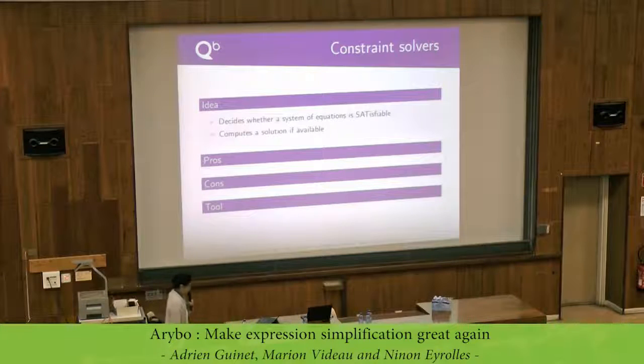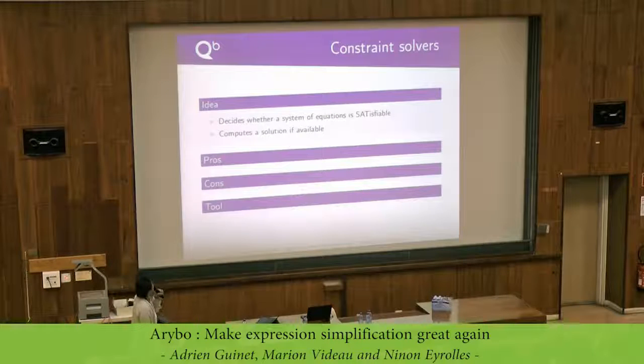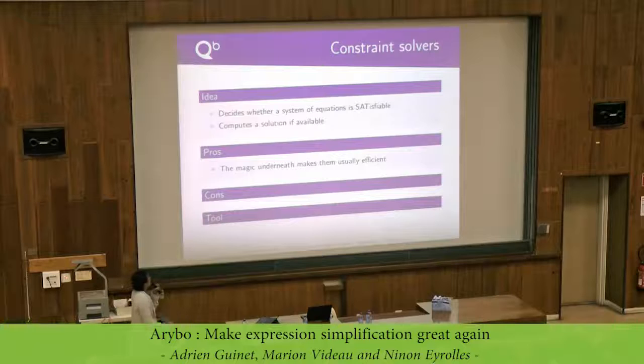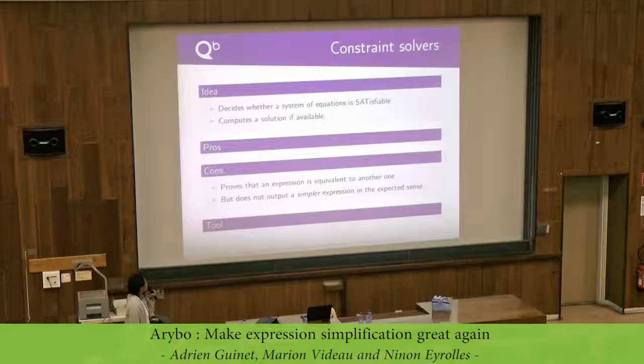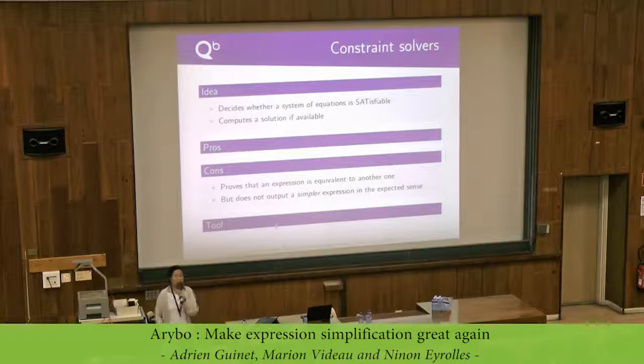The second strategy you can think about is constraint solvers. So these tools decide whether a system of equations is satisfiable or not, and they compute a solution if it's available. And well, I'm not really into SMT solvers, so I don't really know what's happening inside, but there's some kind of magic which makes them efficient. The problem is that they prove that an expression is equivalent to another one, but they do not output a simpler expression in our expected sense. So we cannot use them straightforwardly.